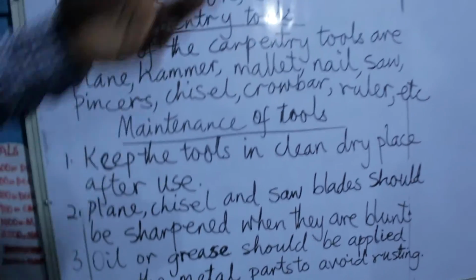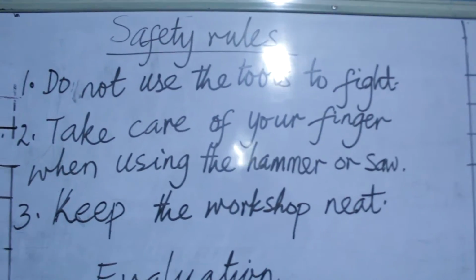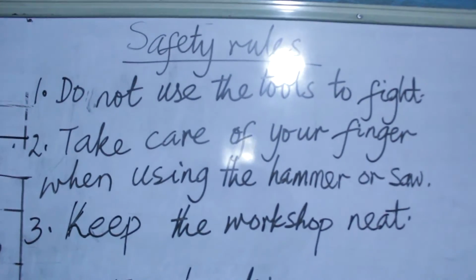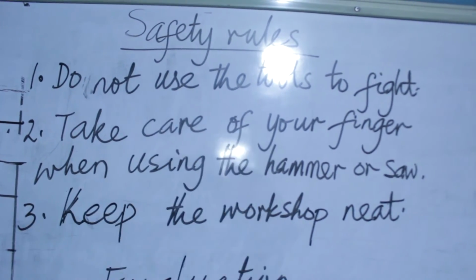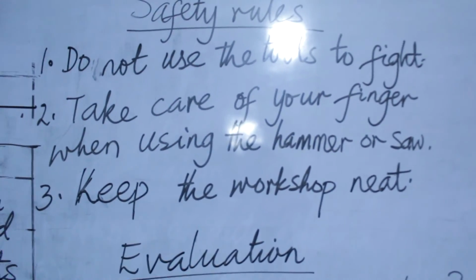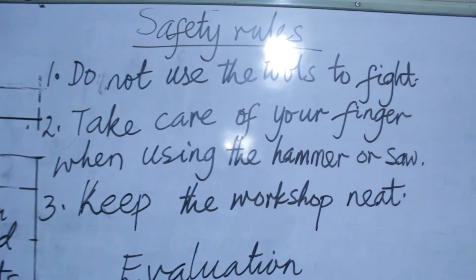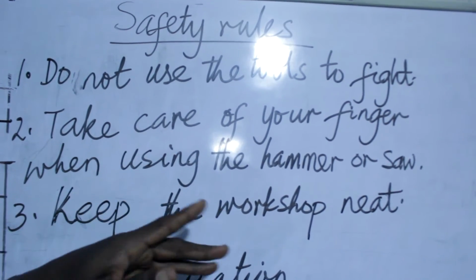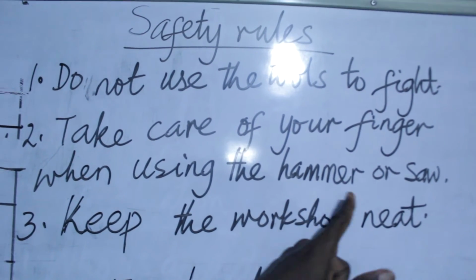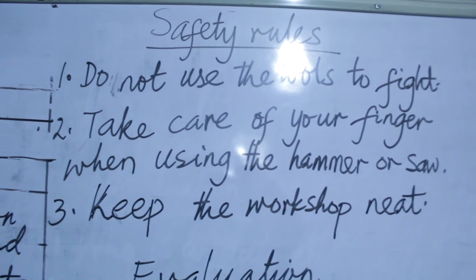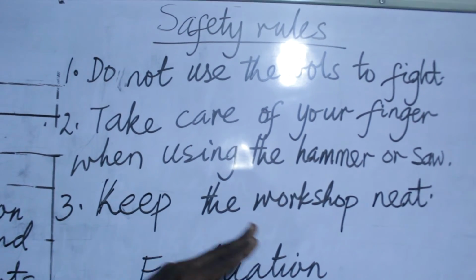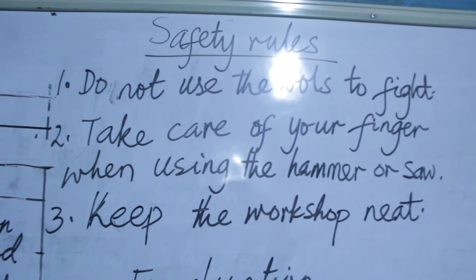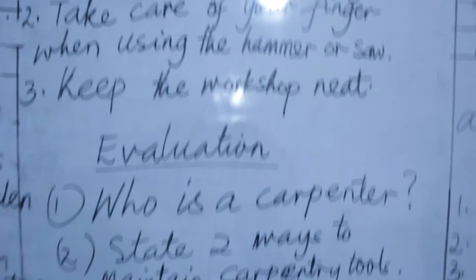Now, what are the safety rules that we need to put into place to maintain our work in carpentry? One, do not use the tools to fight. Don't use your hammer or your saw to fight. It is not good. Two, take care of your fingers when using the hammer or saw, because that can pose a serious health threat to the carpenter. Number three, keep the workshop neat. It is necessary that we keep our workshop neat.